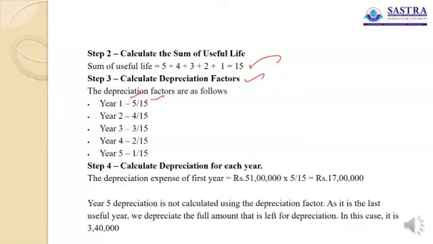So 5 by 15 in the first year, and in the second year it is 4 by 15. 4 is the remaining time. In the third year it is 3 remaining and total 15, 3 by 15. In the fourth year, 2 remaining lifetime and 15 is the total. And year 5, in which 1 year remaining, 1 by 15. These are collectively known as the factors that are to be applied. And such a calculation would also be different when compared to the other methods of providing depreciation.